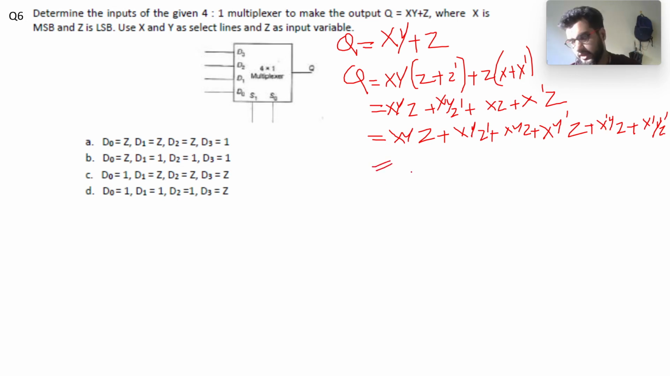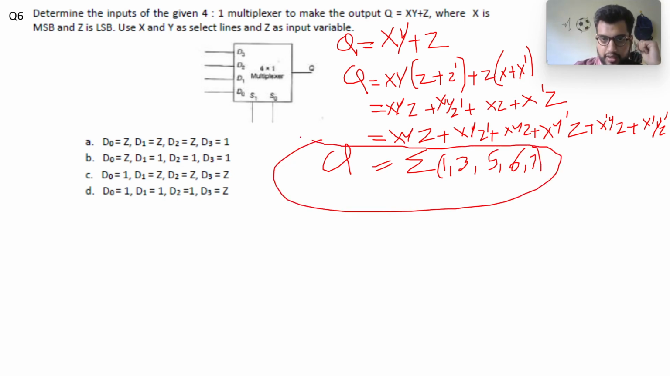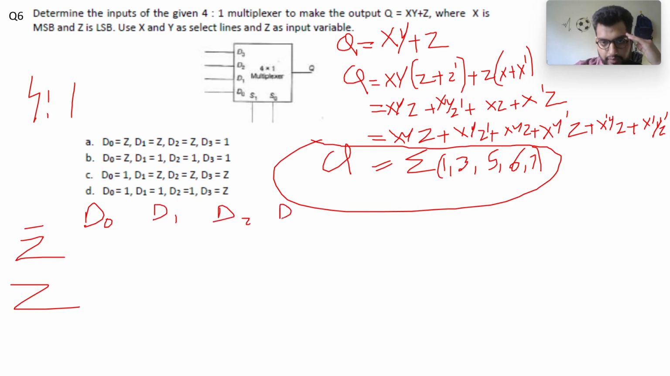So ultimately this sum of products will be summation of, there are some redundant terms, 1, 3, 5, 6, 7. So the question now reduced to implementing this expression using a 4:1 mux, where X and Y, the two bits towards the MSB, are my select lines, and Z, which is the LSB, is your input variable. Now I have Z bar and I have Z. Here I have D0, D1, D2, and D3 as my input lines. So this is the implementation I'm trying to construct.